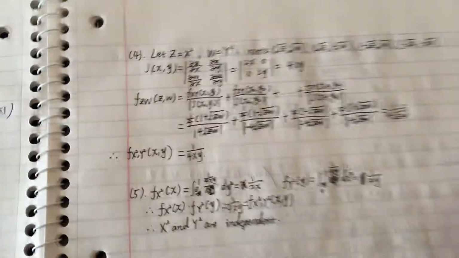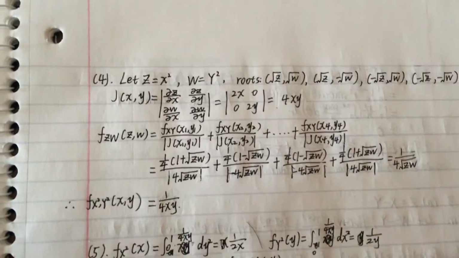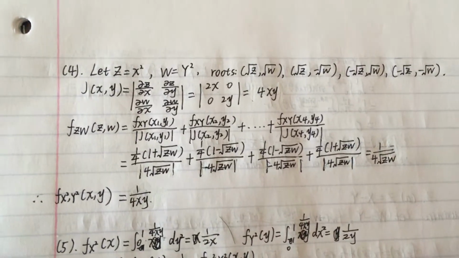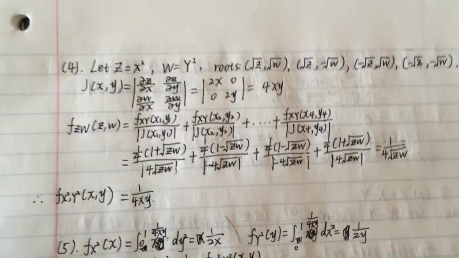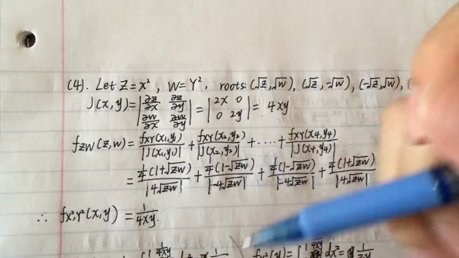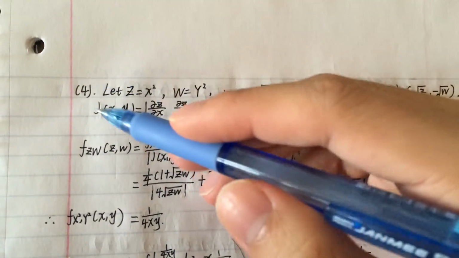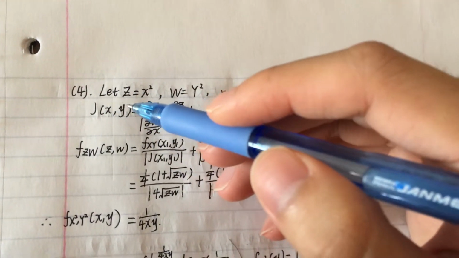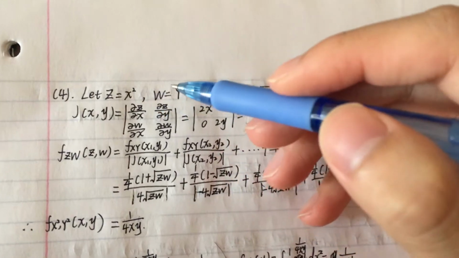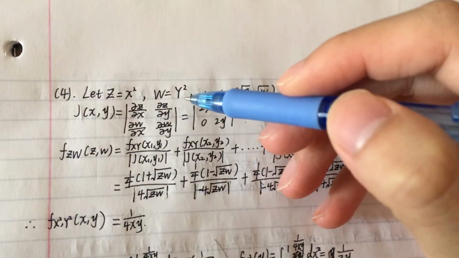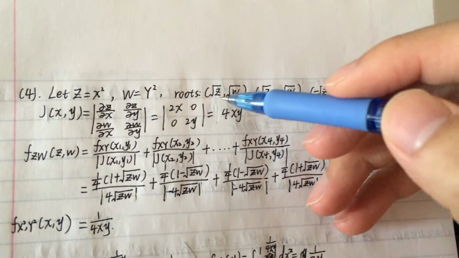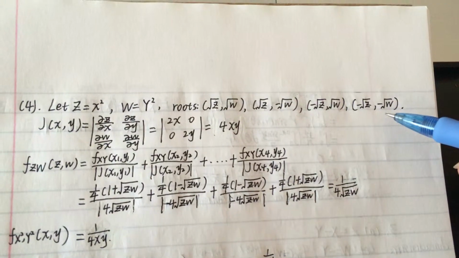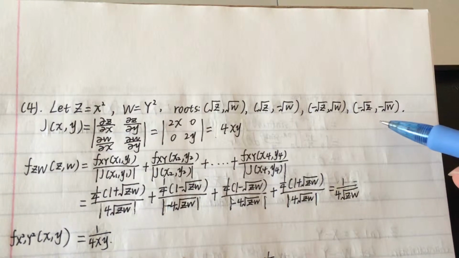Let's begin the fourth question. The problem is finding the joint density function of x squared and y squared. We let z equal x squared and w equal y squared, and there are four roots. These are the four roots.